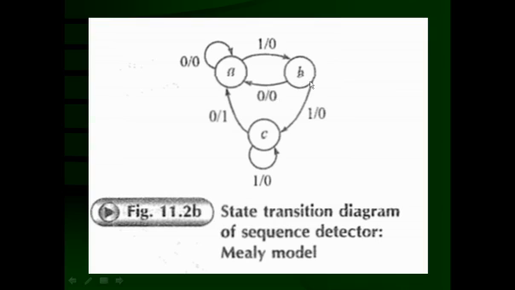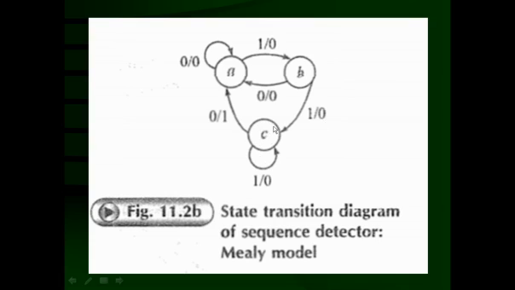sequence. But if it is in state B and it receives the 1, that means it will go from the state B to the state C, because the 2 bits in the sequence 1 1 are detected, and hence it makes a transition from the state B to the state C. But still only 2 bits are detected, so output Y remains 0.